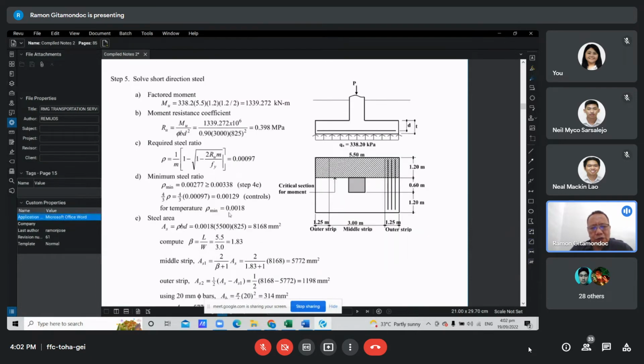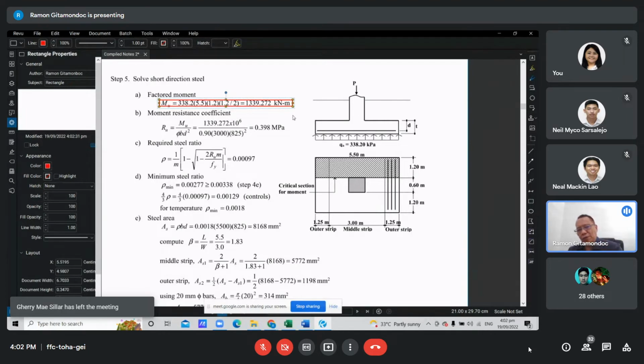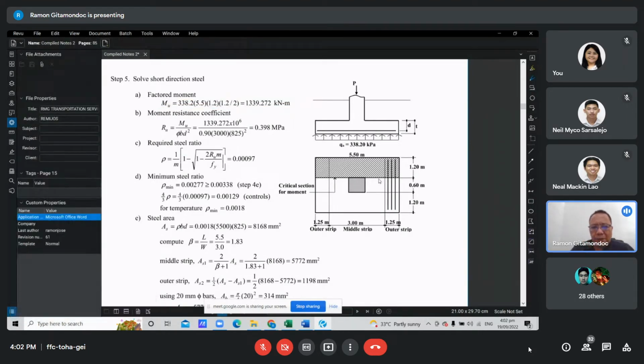But the calculation for the required steel area in total would be the same. This is the critical section for moment here. We complete the bending moment at the critical section. Again, upward pressure times this area gives you the force, multiplied by the moment arm, which is 1/2 of 1.2. So we have the calculations here. Then we have the moment, the width, and the effective depth, and we can compute the steel reinforcement using the formula from reinforced concrete design.